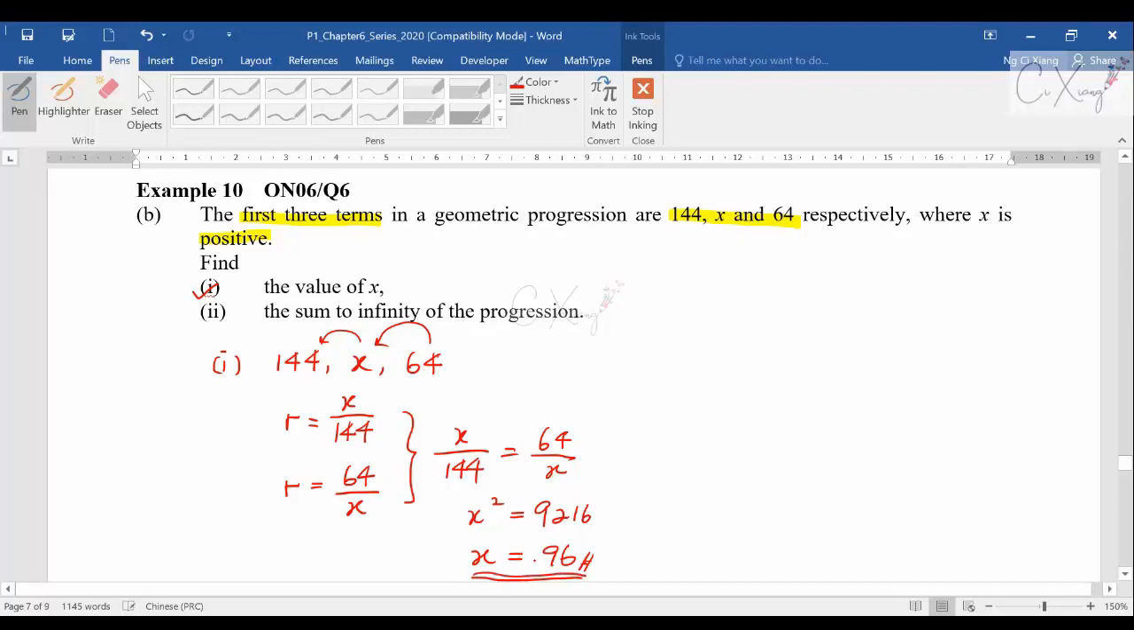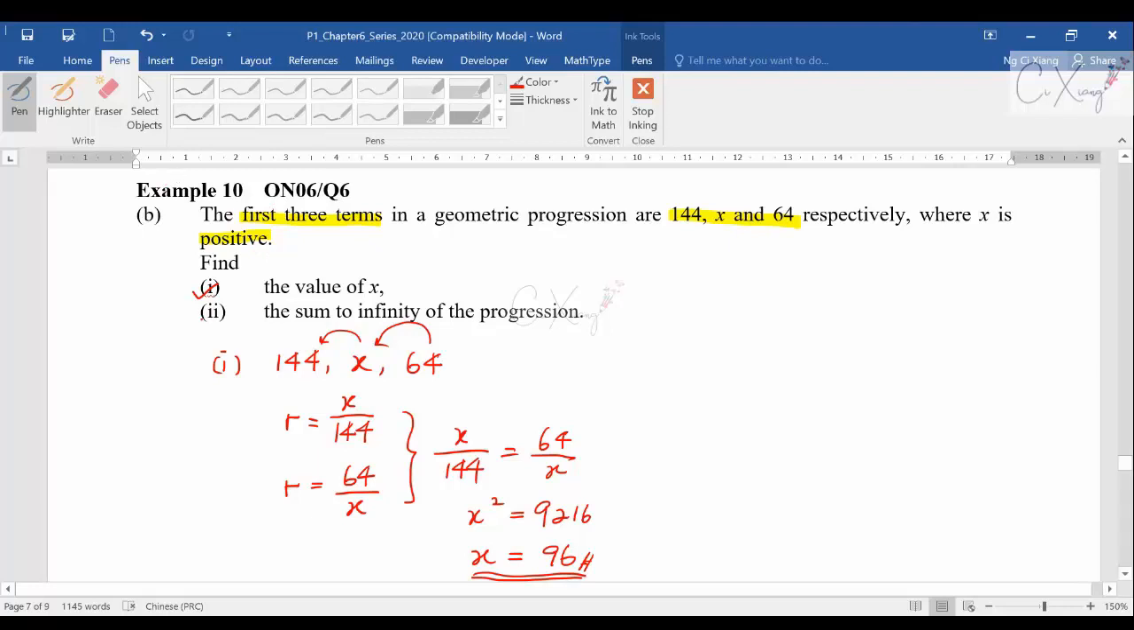Please take note that we are going to ignore the negative 96. When you take the square root here, you should have positive and negative 96. We ignore the negative 96 because in this question, they already mentioned that x should be a positive value.